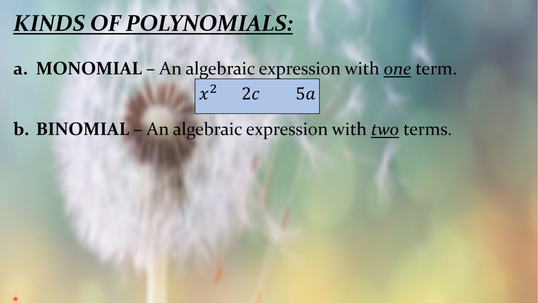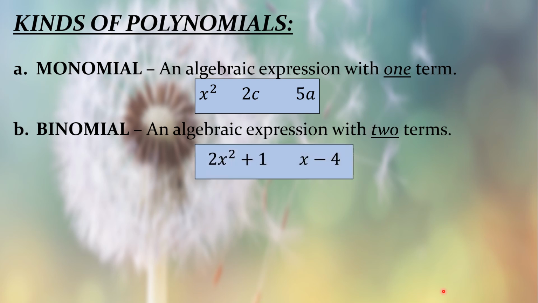Second kind of polynomial is the binomial, from the key syllable bi, so it is an algebraic expression with two terms. Heto ang halimbawa ng binomial: 2x squared plus 1 at x minus 4. Ang 2x squared plus 1 ay tinatawag na binomial dahil nagko-consist ito ng dalawang terms, 2x squared at 1, at sila ay pinag-combine gamit ang addition symbol. Sa x minus 4 naman, ang dalawang terms na x at 4 ay pinag-combine gamit ang subtraction symbol.